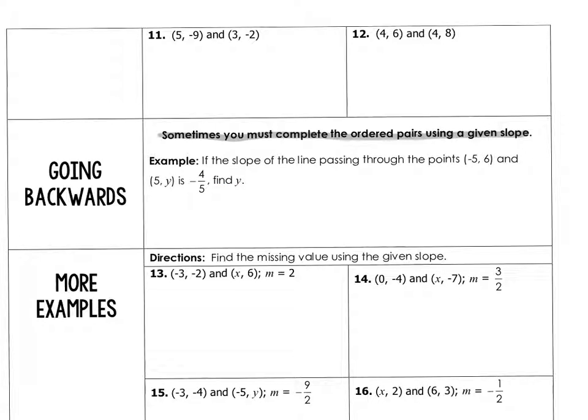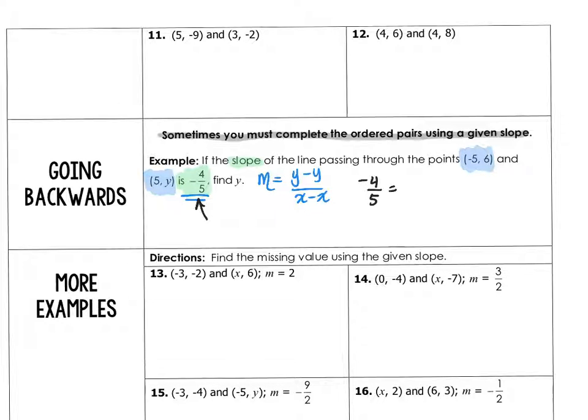So what did they tell us? They told us that the slope is negative 4/5. We know that because it says if the slope of the line is negative 4/5. And then the 2 points that they gave us to reference were negative 5, 6 and 5, y. So those are the 2 points, and this is the slope. If we take our equation, m equals y minus y over x minus x, we can use that equation to find the missing variable. So again, the slope that they gave us is negative 4/5.